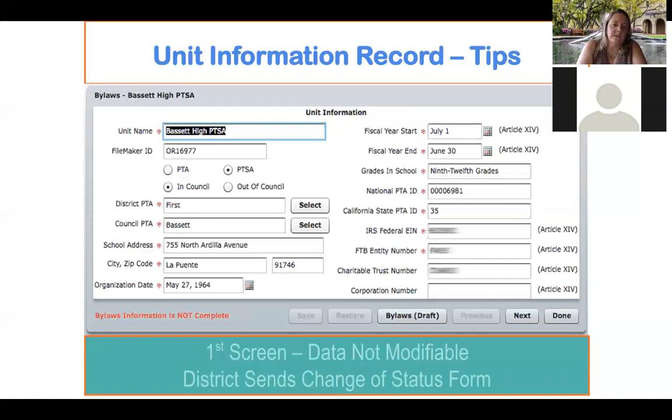I let First District know. First District lets state know. The state parliamentarian can go in and change the grade span of your school. They can change your fiscal year. If your school has changed address, like, say there was an address change in the city and now it was on a corner and it used to be on this street, any of that would require a request for the change.